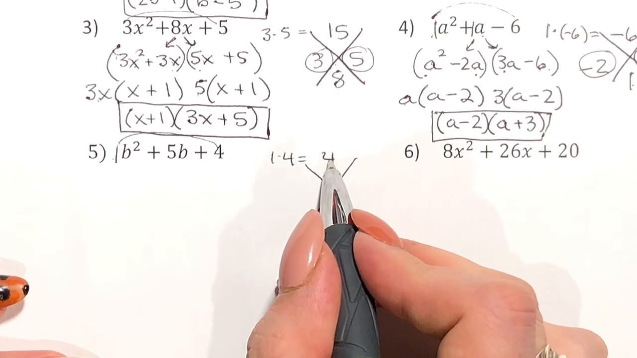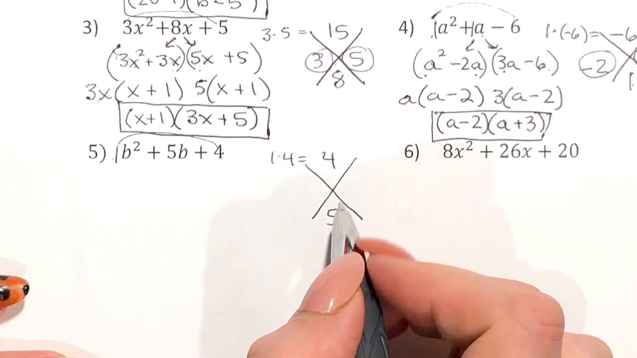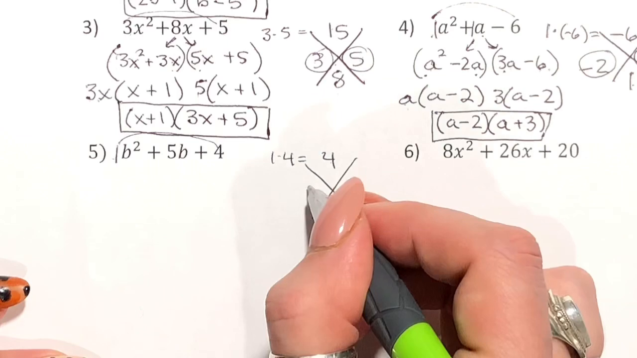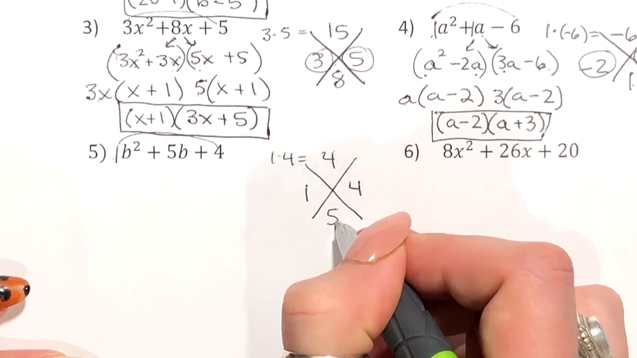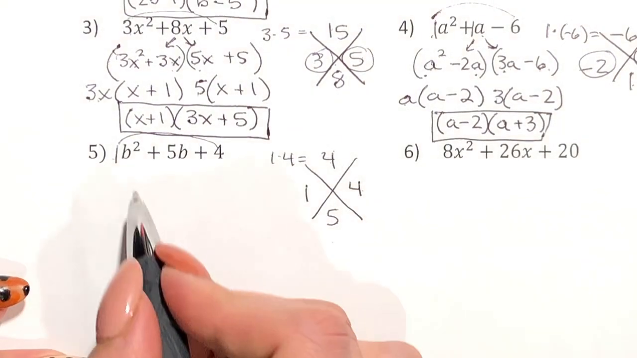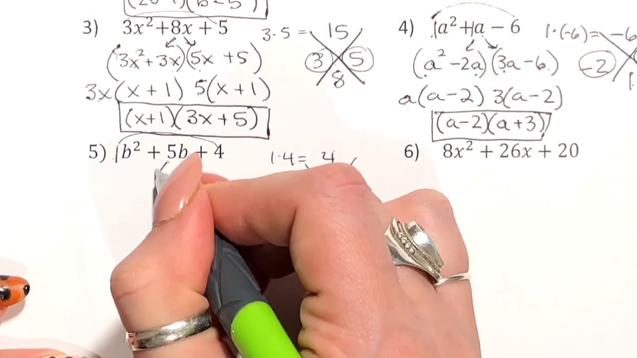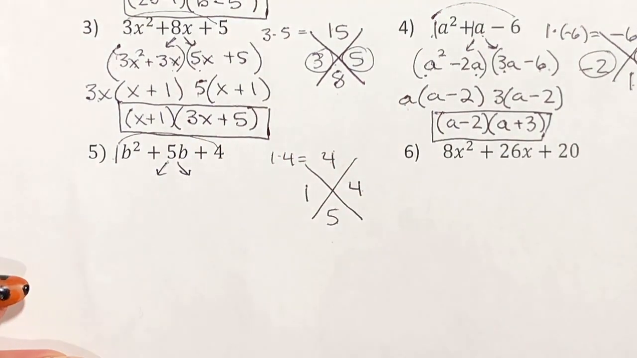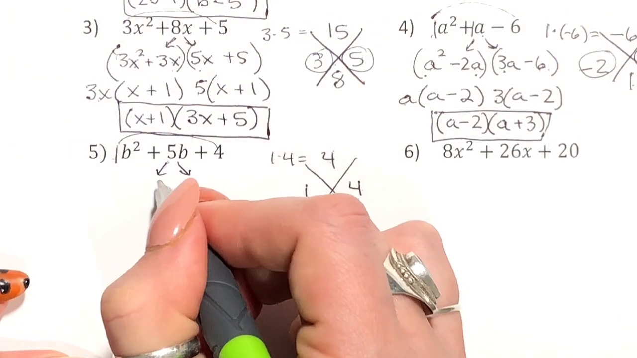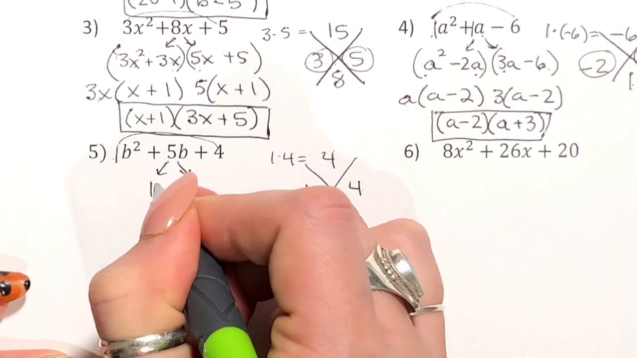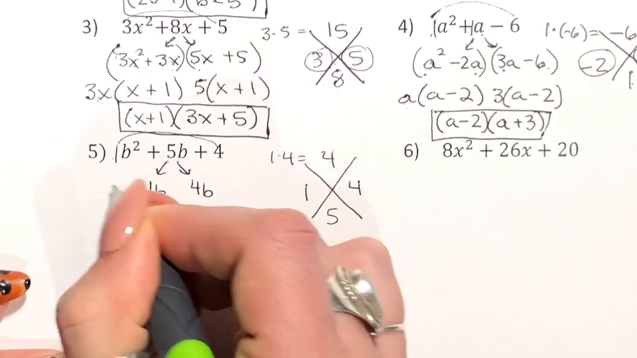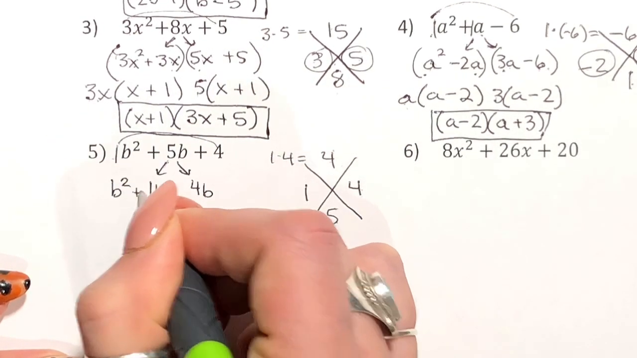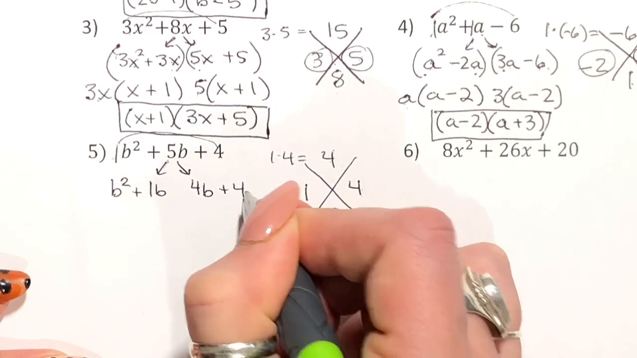Well, we could do 2 times 2, but that doesn't add to be 5. So the only other option is 1 times 4. 1 times 4 is 4, but 1 plus 4 is 5. So that one works. All of our signs are good because everything's positive, so we don't need to worry about any negatives on this one. So we're going to split that 5b to be a 1b and a 4b. Keep the b squared and keep the plus 4.